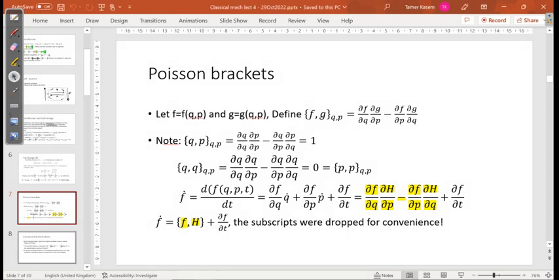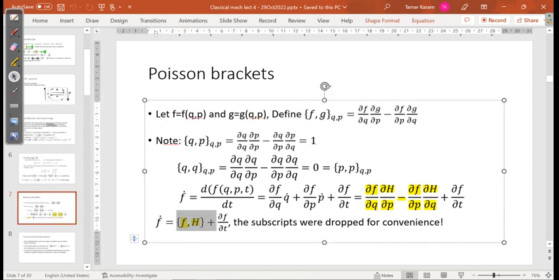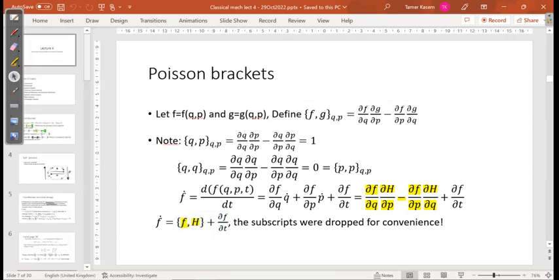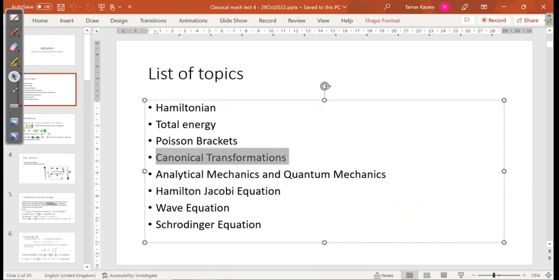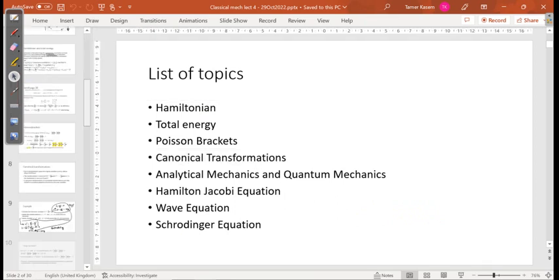So we have now defined the Poisson bracket. Later we will find a strong analogy and some use for the Poisson bracket within quantum mechanics. Now we will go to another topic, which is canonical transformations. This is also a very important topic with many applications within classical mechanics.